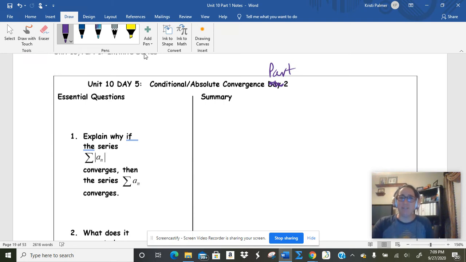Absolute convergence means no matter what, you always converge to the same number. Conditional convergence says I can do something and still mathematically be a correct thing that I've done, but yet I can converge to a different number. What? Okay, so that's kind of cool, and that's what we're going to talk about today.